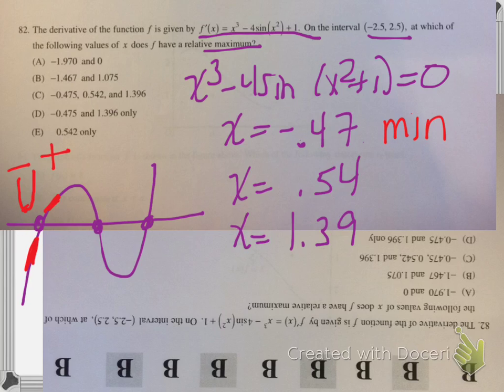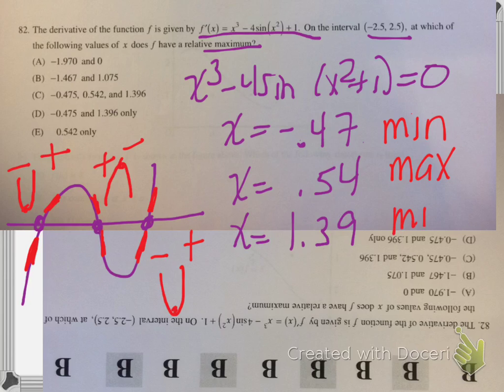Then at x equals 0.54, it was positive, then negative. So it's increasing, decreasing, so there's a max. And at x equals 1.39, it was negative, then positive. So that means it's decreasing, then increasing, so there's a min. And this question is asking for when is there a max, and that only happens right here. So the question is saying at what value of x, so it's when x equals 0.54, and that would be this, choice E.